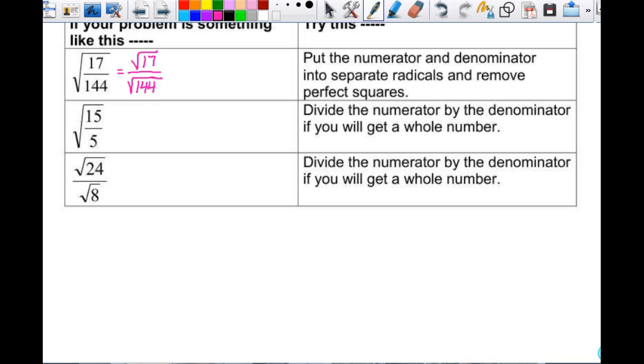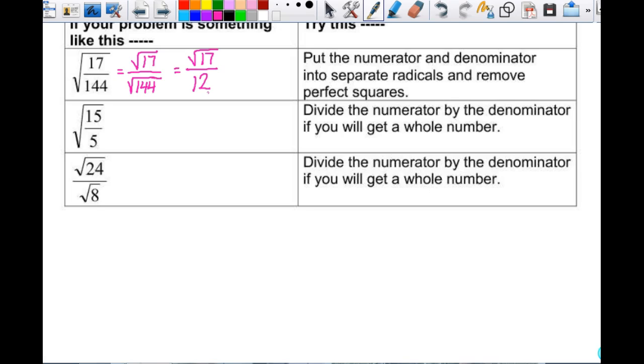Okay? Can I do anything with the square root of 17? No, that's a prime number, so the square root of 17 is the square root of 17. What's the square root of 144? 12. And then I can't do anything else with it. All right? It is fine to have a fraction with a square root. It is not okay to have a square root in the denominator.